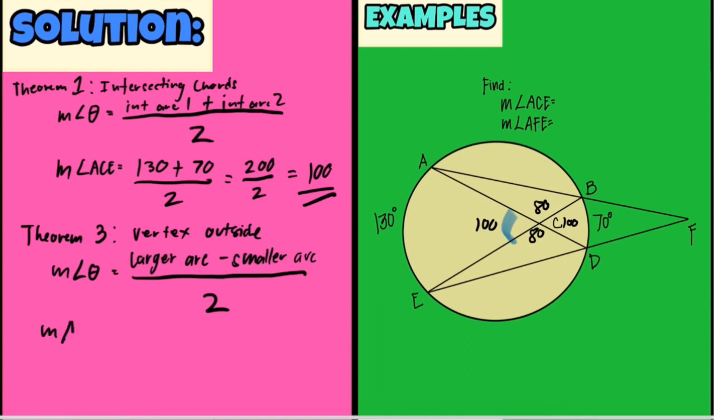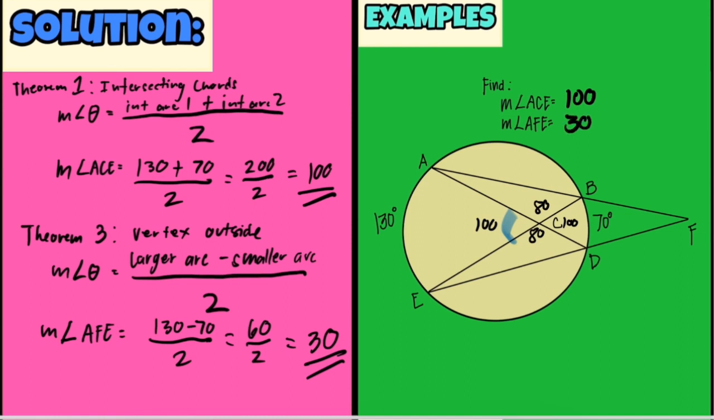So the measurement of angle AFE is equal to, what's the larger arc here? 130. Smaller arc is 70. So our solution will be 130 minus 70 divided by 2. 130 minus 70 is 60 divided by 2. The answer there is 30. So ACE is equal to 100. AFE is equal to 30.